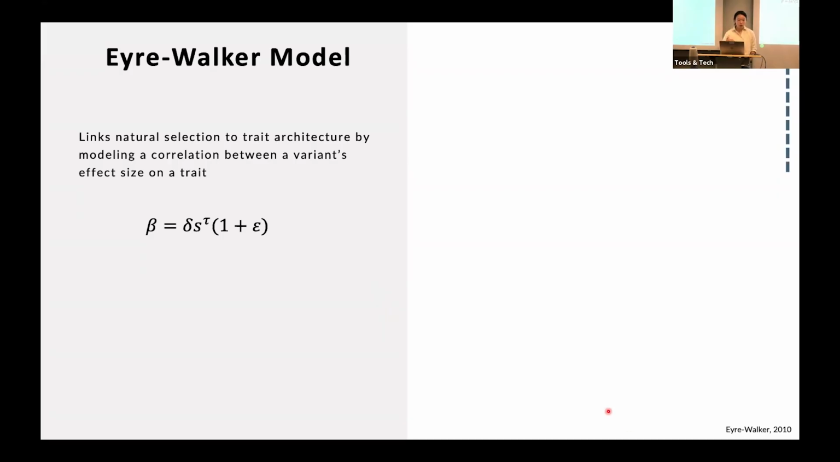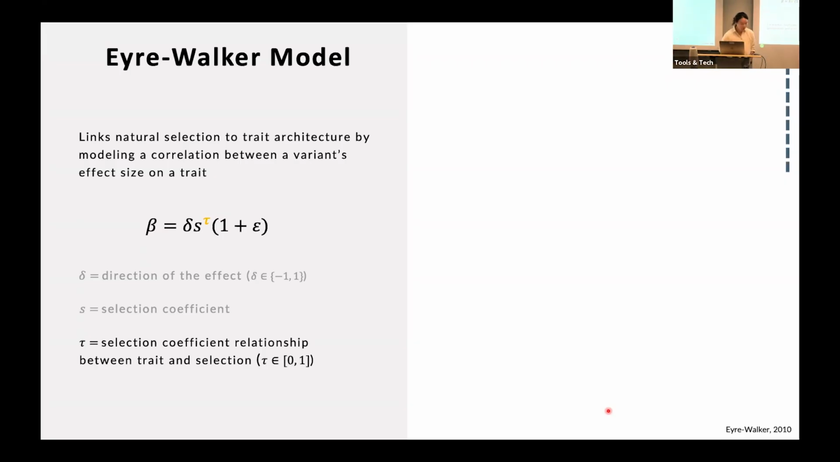And just to go over what each parameter means, gamma refers to the direction of the effects. So this can be either -1 or 1. -1 means that this mutation will have a trait-decreasing effect on the phenotype, and +1 means that it has a trait-increasing effect. S is the selection coefficient, which we have as one of the outputs from SLiM, so we can just plug that in.